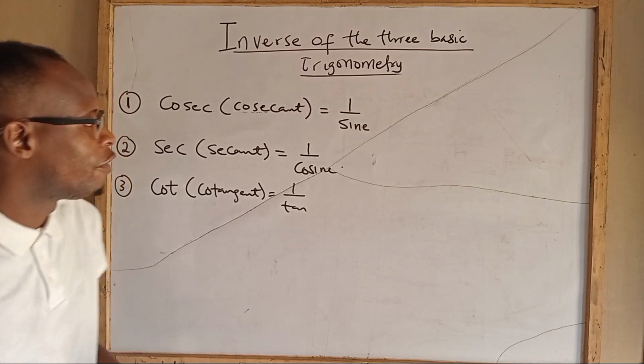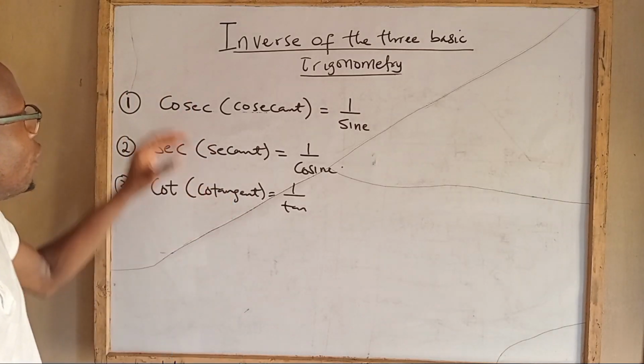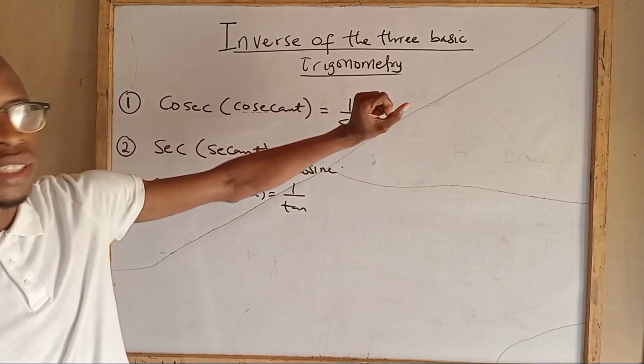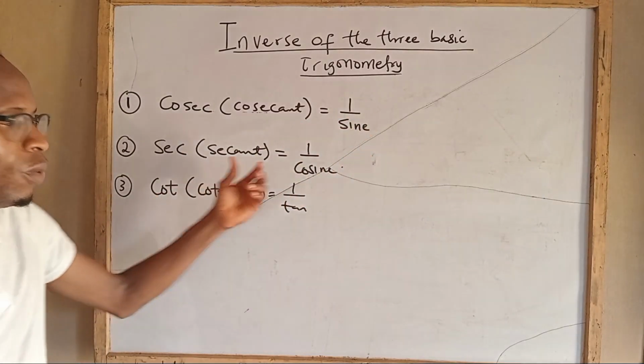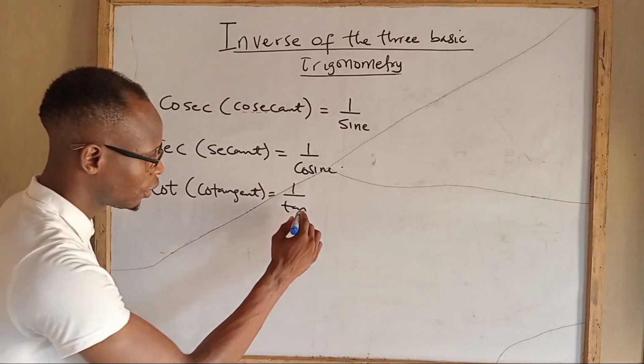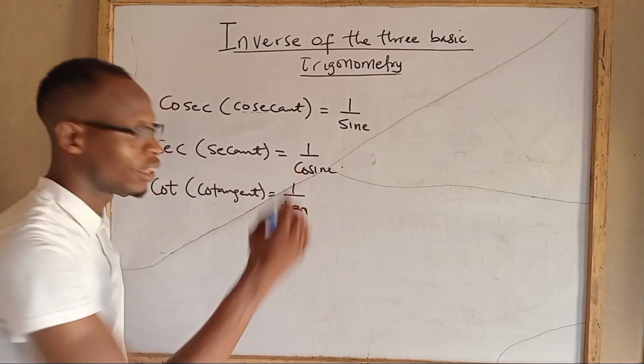So these are the formulas for each of them. For the cosec, we have 1 over sine. For the sec, we have 1 over cosine. And for the cot, we have 1 over tan. Let me write this very well so that you can see clearly. This is 1 over tan.